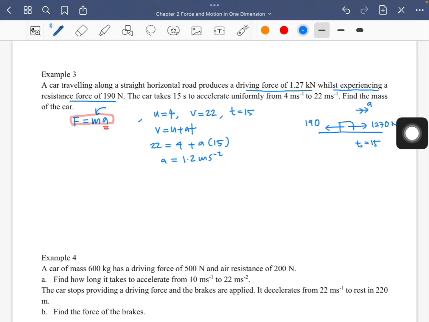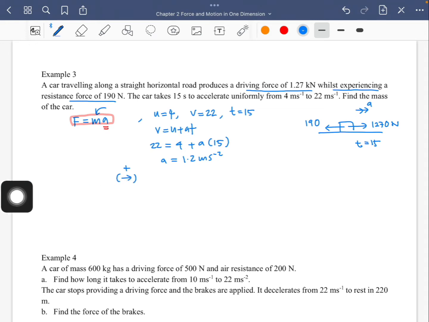Alright, so for this case, I will put the small arrow to the right, as our assumption for the positive direction. So for this case, any force in the same direction as this arrow diagram, we're going to put as positive. Any force in the opposite direction of this arrow becomes negative.